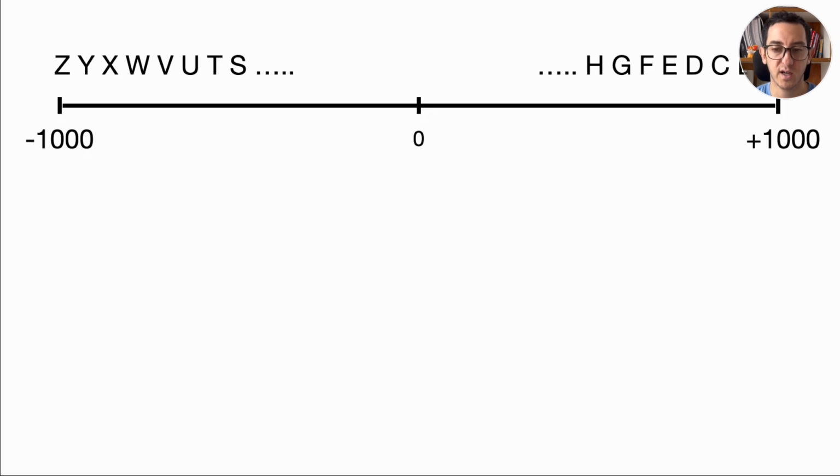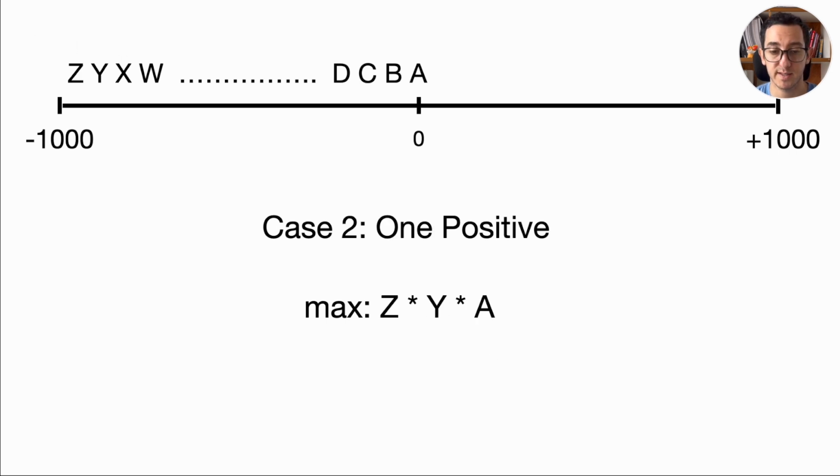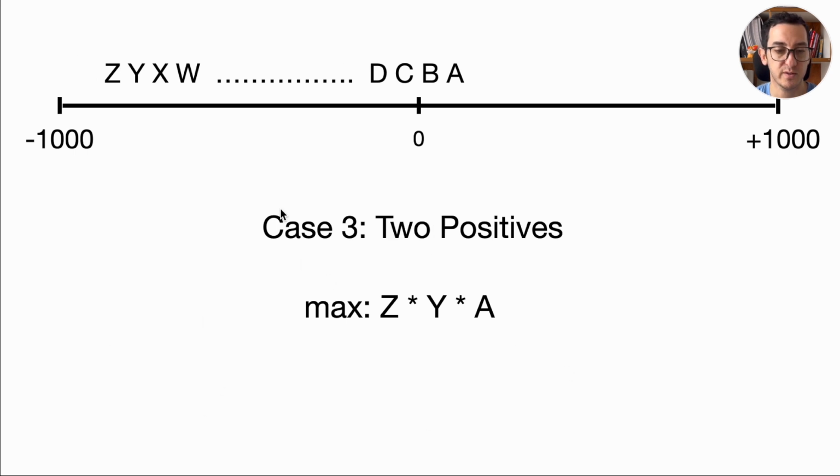I organized the numbers. We kind of have to sort them from lowest to biggest, and we have a couple of cases. So case 1 is where all the numbers are negative. In this case, the maximal product will be A times B times C. On case 2, where we have only one positive, we can assure that we will have a positive number by multiplying C times Y times A, where C and Y are the lowest numbers. So this will give us a positive result.